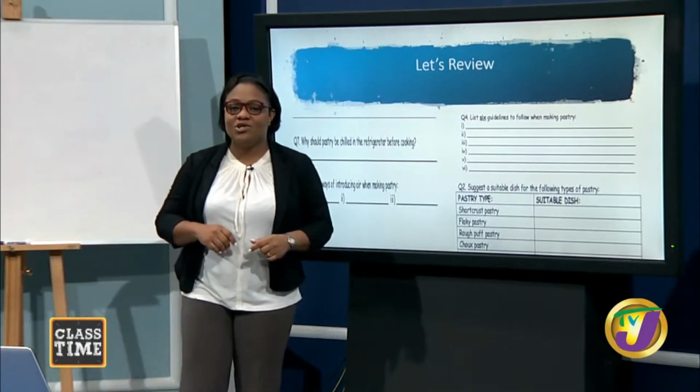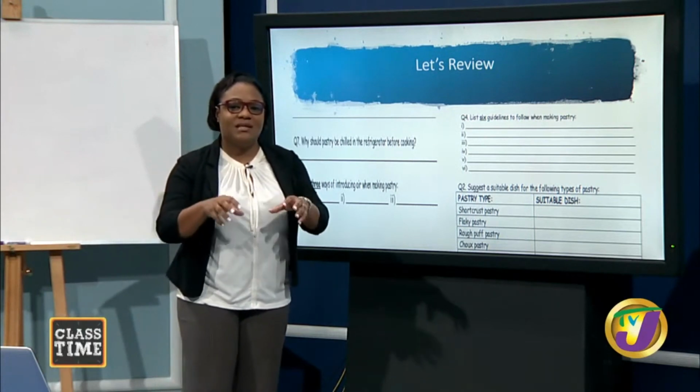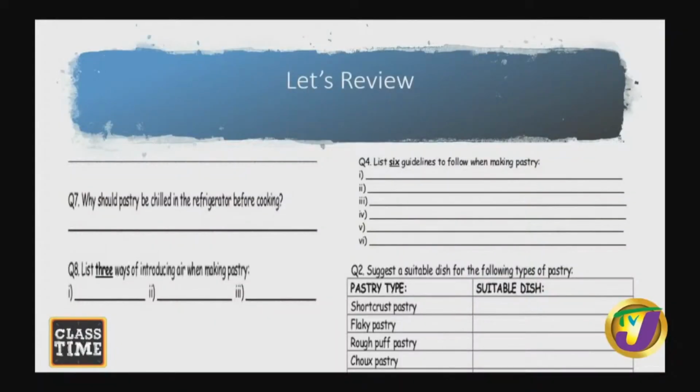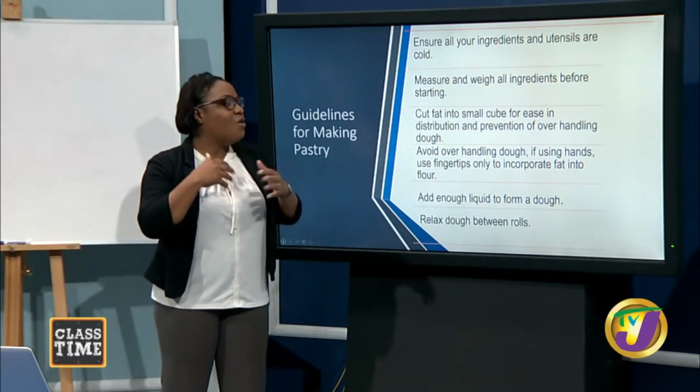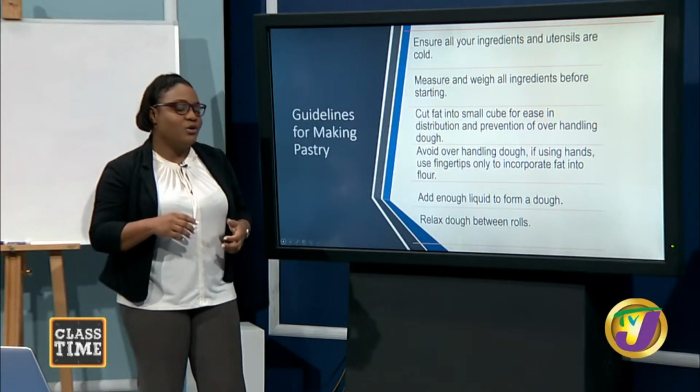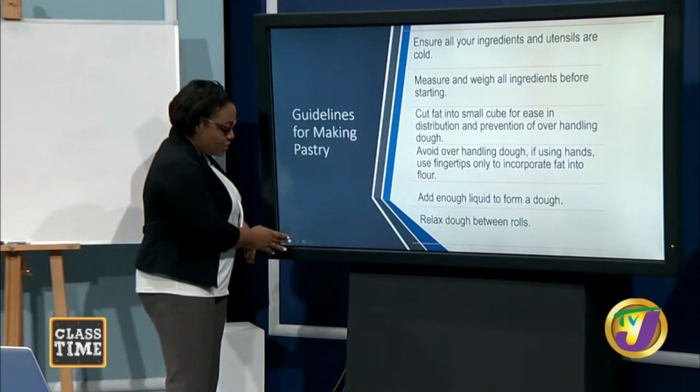All right, so let us review, let us recap to ensure that we cement everything that we have learned. So, the 6 guidelines to follow when making pastry, that was one of the things I just spoke about. The ingredients should be cold. You should measure and weigh all your ingredients before starting. You cut the fat into the flour, or you cut into small cubes to limit overhandling. Do not overhandle or stretch your dough. You add enough liquid to form a dough, and you relax the dough in between rolls.